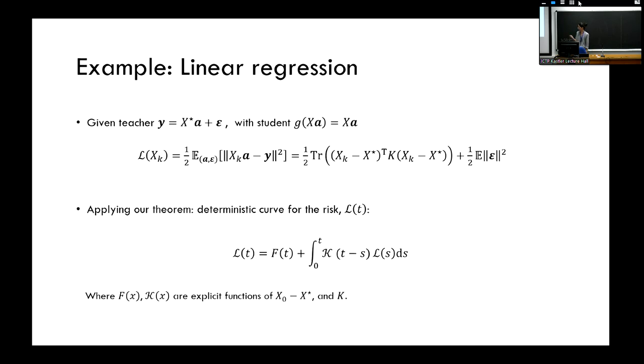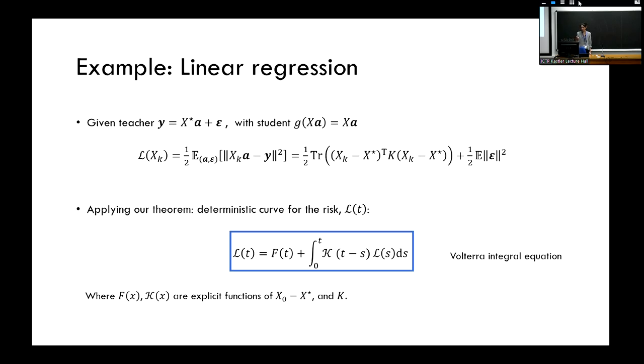The equation for the loss function follows this linear response behavior, also known as a Volterra integral equation. And these functions here are explicit, we know what they are, and they depend only on the discrepancy at initialization, x0 minus x star, and on the covariance matrix of my data, K. Okay, so we understood the linear case.